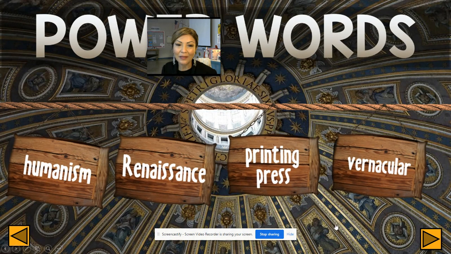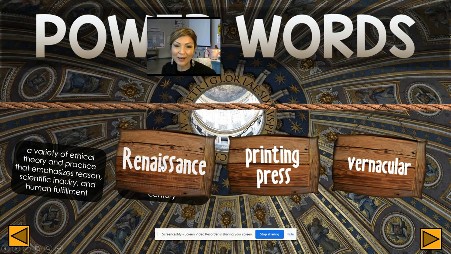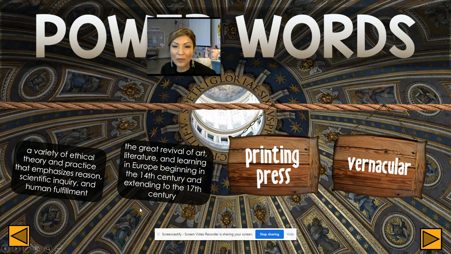Okay, so these are the power words that you're going to have to learn. So you have humanism, a variety of ethical theory and practice that emphasizes reason, scientific inquiry, and human fulfillment. The Renaissance, which is what we'll talk about a lot today: the great revival of art, literature, and learning in Europe, beginning in the 14th century and extending through the 17th century. The printing press. Thank goodness for the printing press, right?